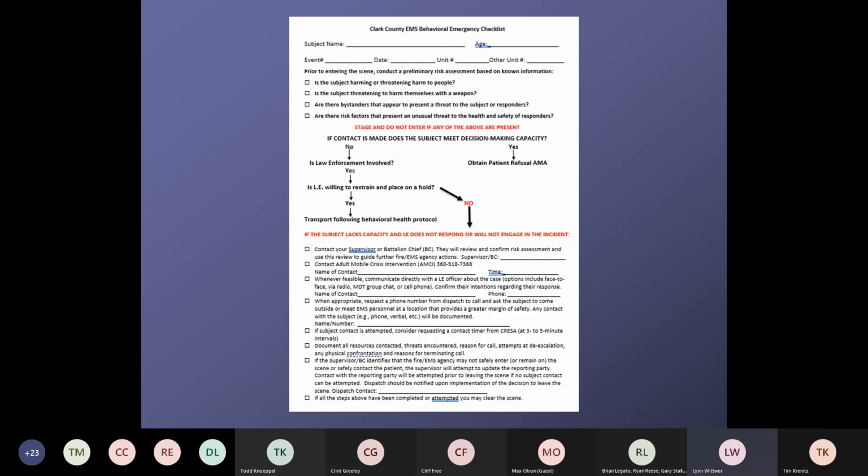Document all resources contacted, threats encountered, etc. And that will be documented in your IR. If the supervisor identifies that you may not safely enter, then you can disengage. And we don't like to do that, but I do not want anyone hurt.